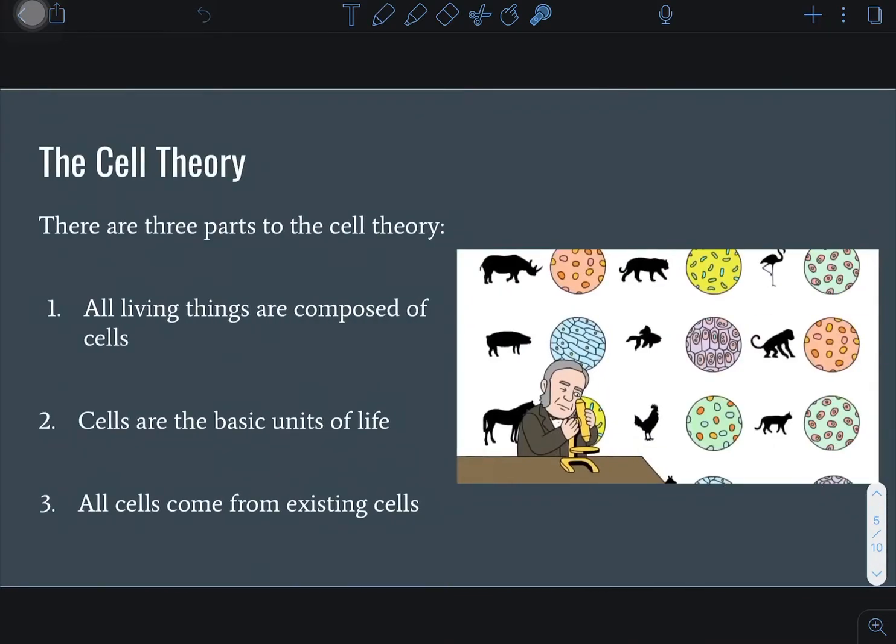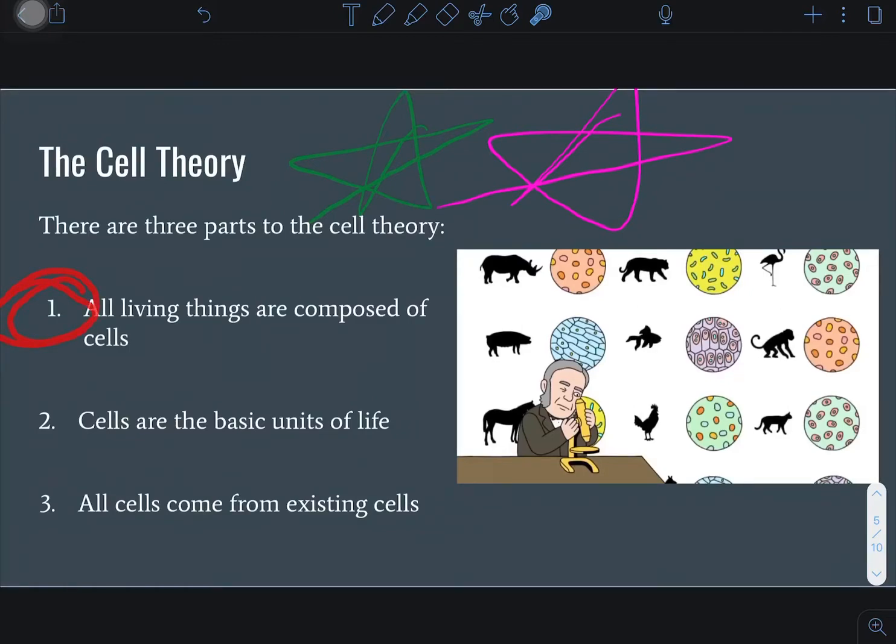Here they are. You should know these. These will be on the graded quiz that is going to be on Monday or Tuesday. You can expect to see these multiple times. This is important. So the cell theory is made up of 3 parts.